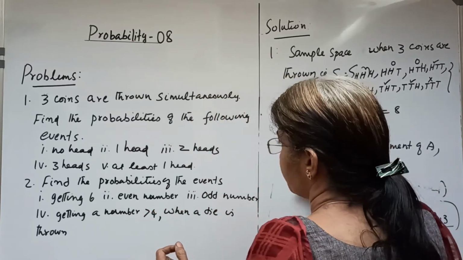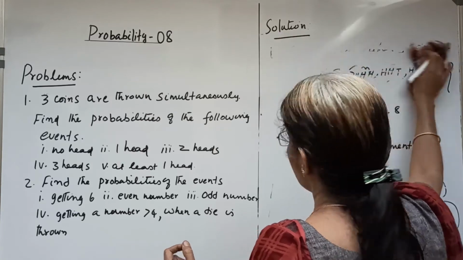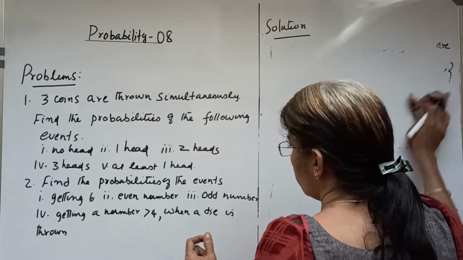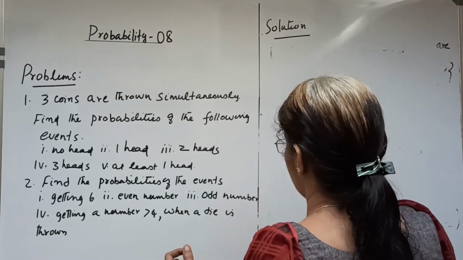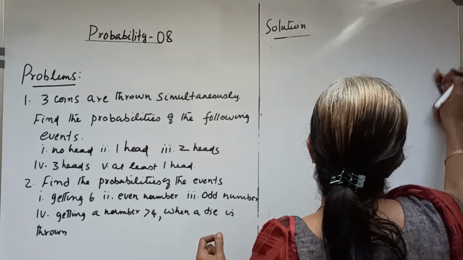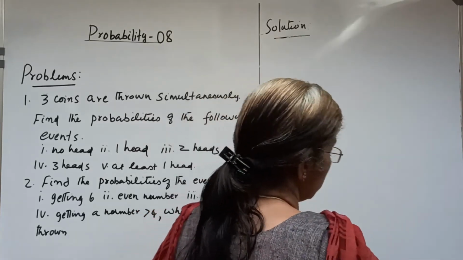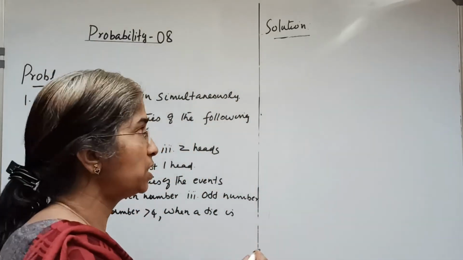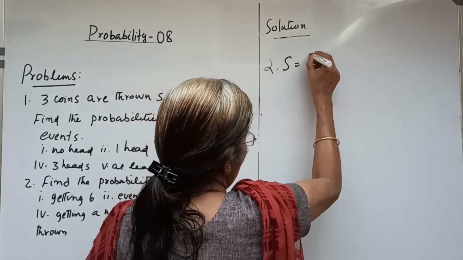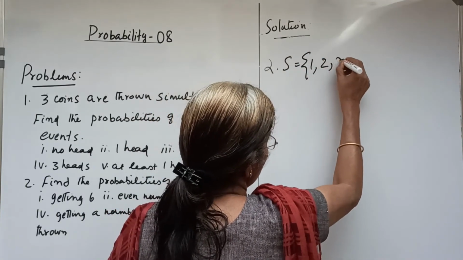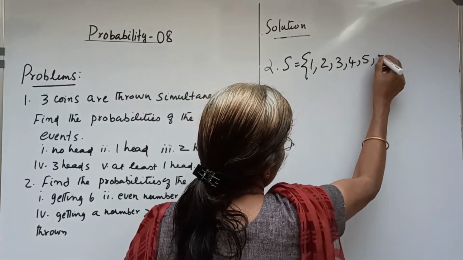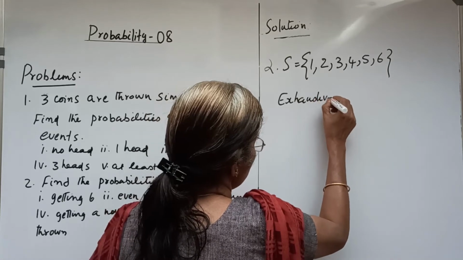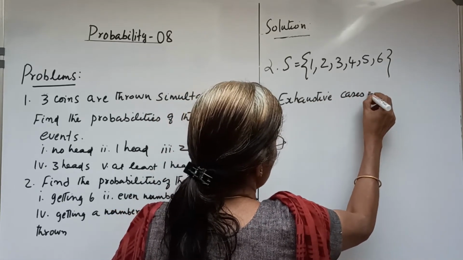Now we consider: find the probability of the events getting an even number, getting an odd number, getting a number greater than 4 when a die is thrown. We know a die means a six-faced figure, so the sample space consists of the outcomes from 1 to 6. The numbers are 1, 2, 3, 4, 5, 6. So exhaustive cases equal to 6.